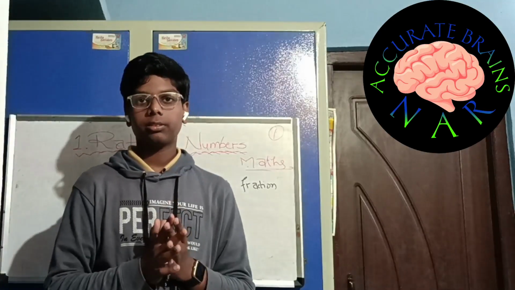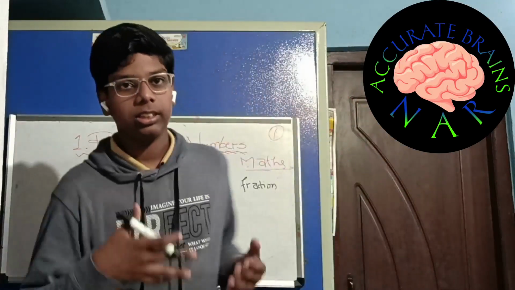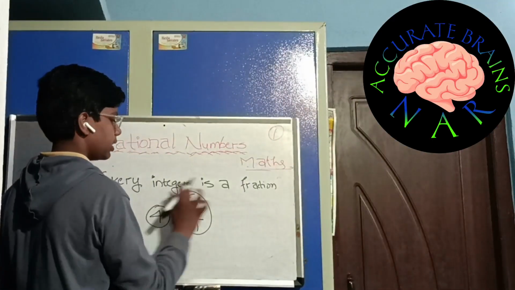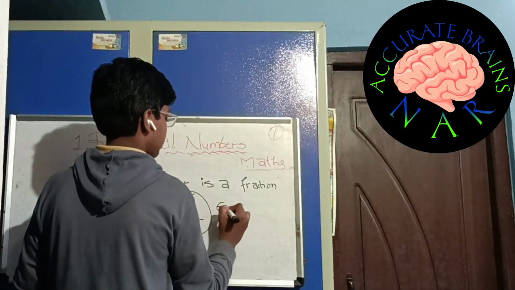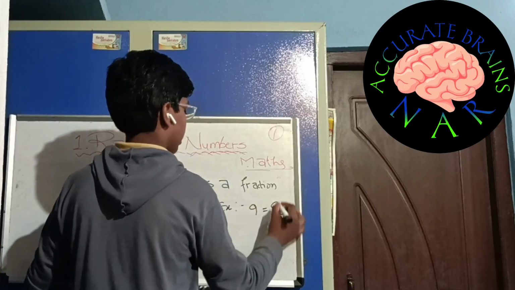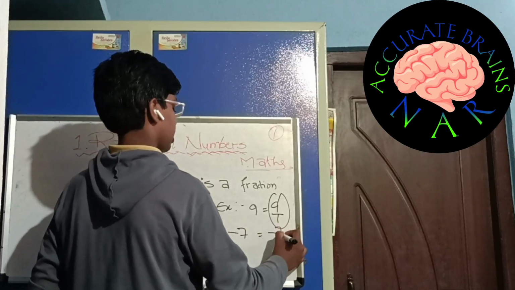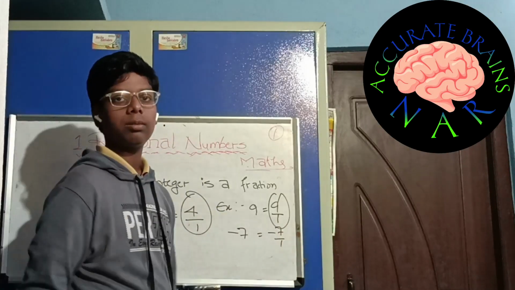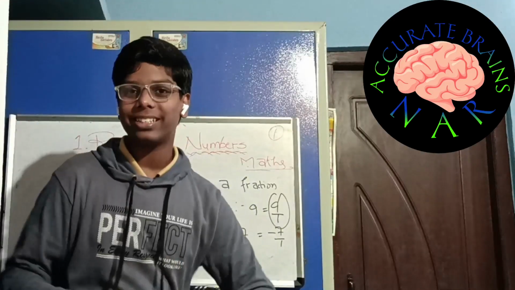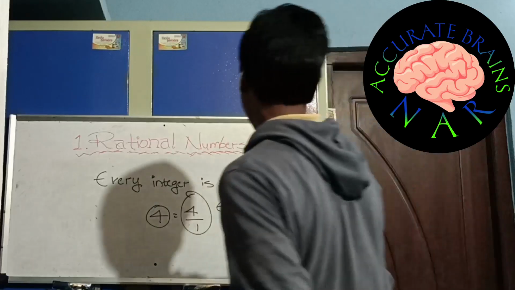The topic is finished. Every integer is a fraction. For example, take 9, which can be written as 9 by 1. It is a rational number. If we take -7, it can be written as -7 by 1, which is a rational number. The topic is finished. Literally, you won't believe it. So we get into the next topic.